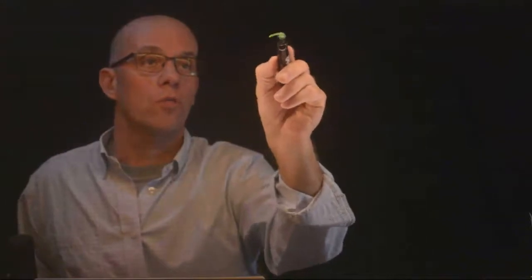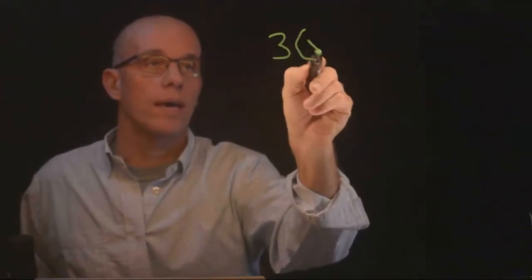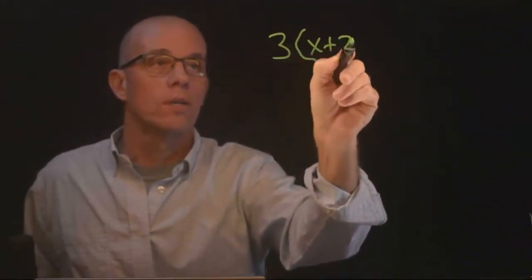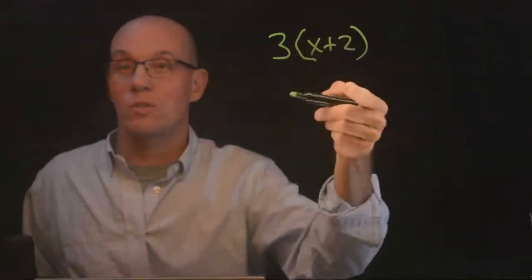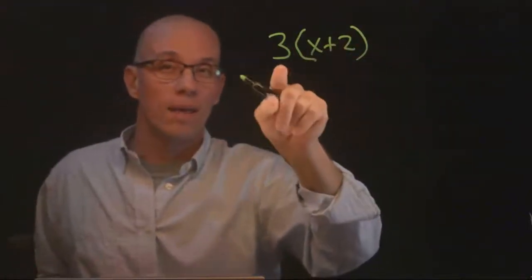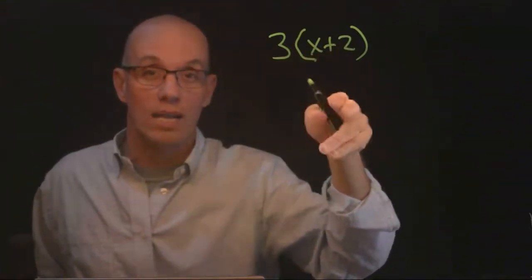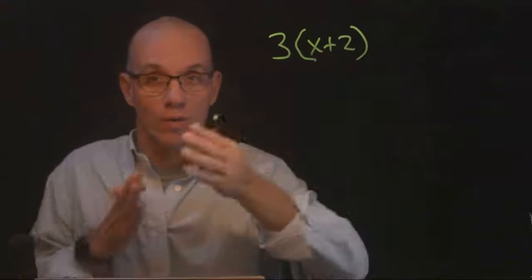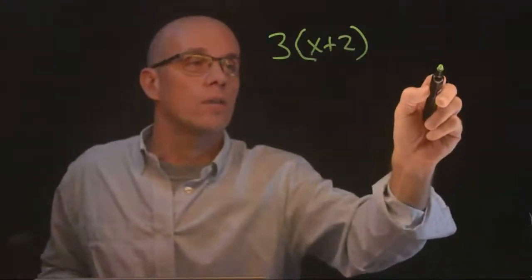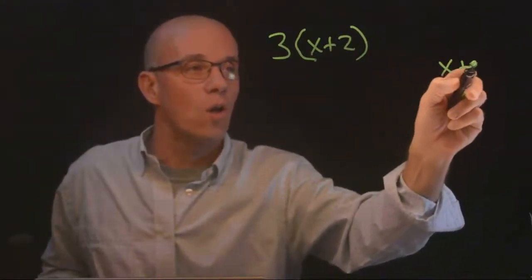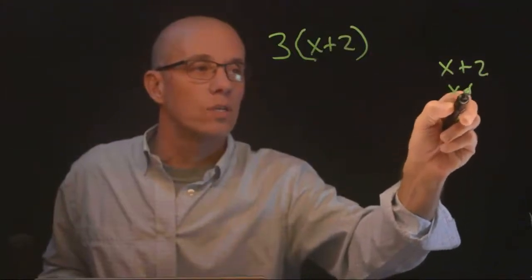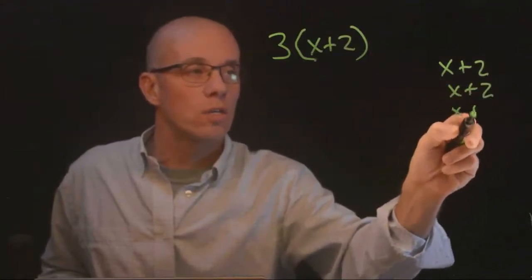Let's do 3 times the quantity of x plus 2. Now remember, that's 3 groups of these x plus 2. Now, unlike having regular whole numbers here, I can't add an x and a 2 together. They're not like terms. X's and 2's don't go together. So what I could do is write it out like this. Now this is the long way of doing it, and normally I wouldn't do it this way, but I want to show you this concept here.